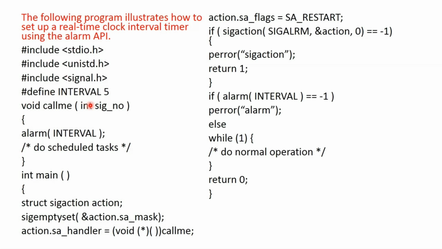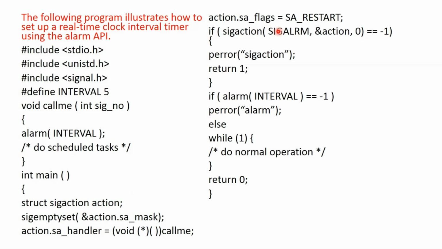First you need to define all the header files. Here you define a time interval equal to 5, so after every 5 seconds the signal should be generated and sent to the process. For that you define the interval as 5. Then you define the user defined function callme, which is going to handle the signal sent by the alarm API.